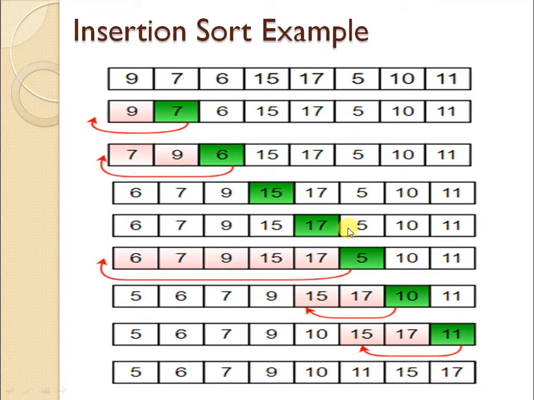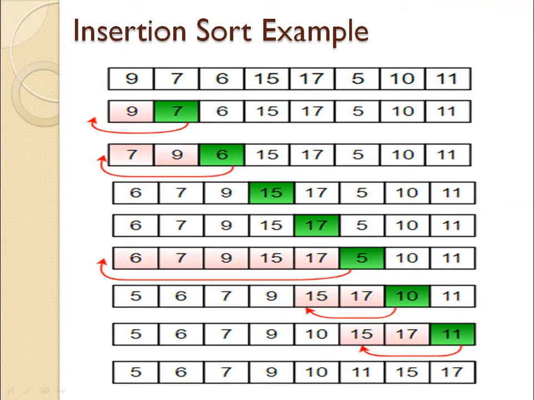Now 5 will be compared with each of the elements and you will find that it is the smallest, so it will move to the first position. Now your list becomes this. Now 10 is compared with 17, then with 15, then with 9. When it is compared with 9, 9 is lesser. So no more comparisons and 10 will be placed at this position. And at the end 11, after the comparison, will be placed after 10. And at the end we get the sorted list. So this is the approach of insertion sort.